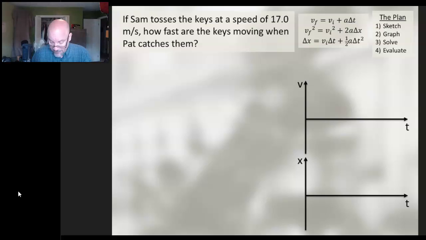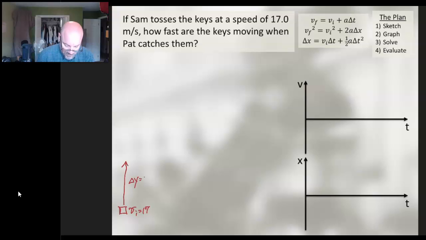So last time they had basically stopped. They had zero velocity when Pat reached them. But that's not what we have this time. But let's go ahead and make our picture. So our initial speed is 17. So we're going to go up.